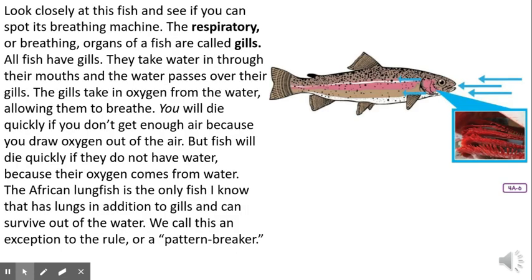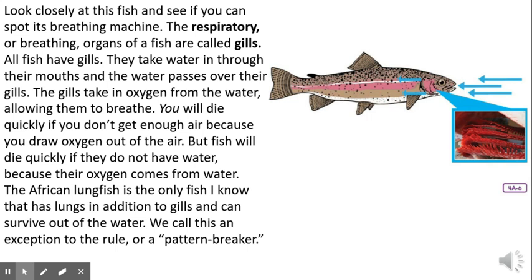Look closely at this fish and see if you can spot its breathing machine. The respiratory or breathing organs of a fish are called gills. All fish have gills. They take water in through their mouths and the water passes over their gills. The gills take in oxygen from the water, allowing them to breathe. You will die quickly if you don't get enough air, because you draw oxygen out of the air. But fish will die quickly if they do not have water, because their oxygen comes from water.